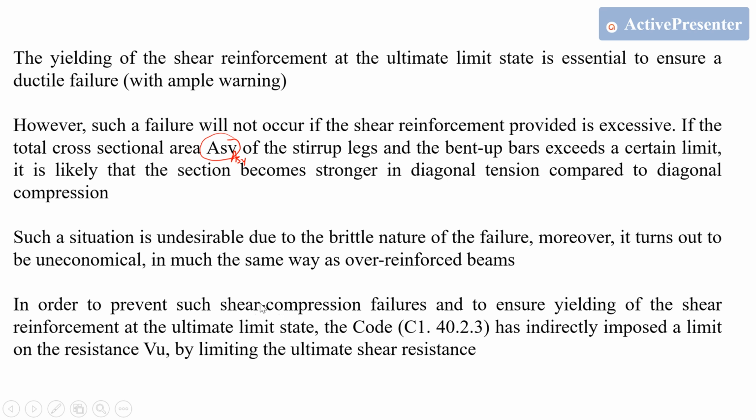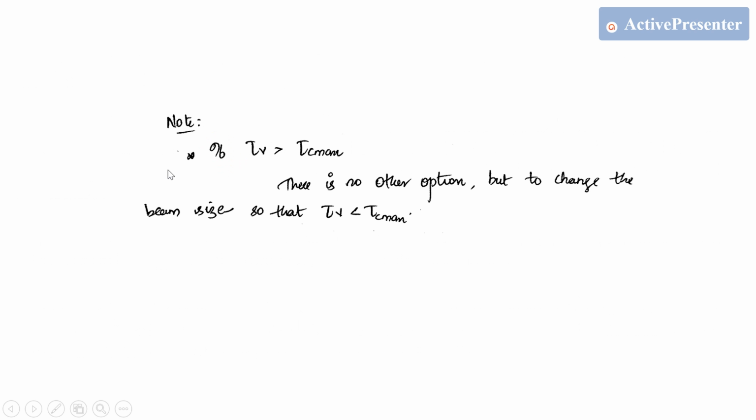In order to prevent such shear compression failures and to ensure yielding of the shear reinforcement at the ultimate limit state, the code has indirectly imposed a limit on resistance of Vu by limiting the ultimate shear resistance. That is, if tau V is greater than tau C max, there is no other option but to change the beam size so that tau V is less than tau C max. In no case we should increase this value for tau C max.